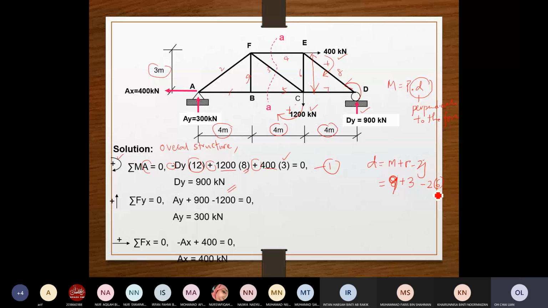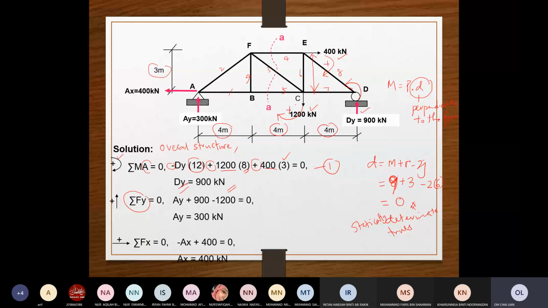So 9 plus 3 minus this is 0. So what does this mean? This is a statically determinate truss. Therefore, you can use the 3 equilibrium equations to solve all your support reactions, which you are doing right now. So now we can move forward to summation Fy. Now you got the dy.